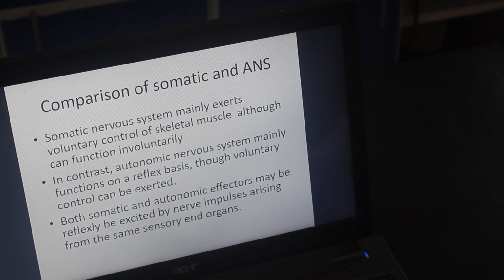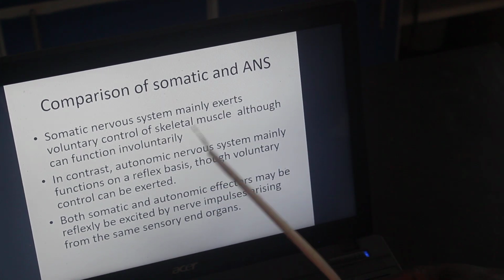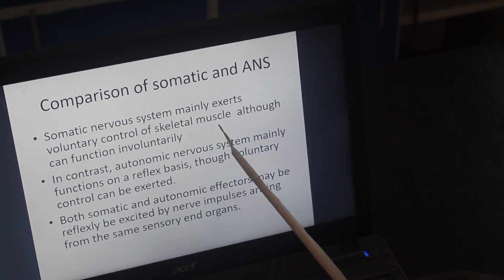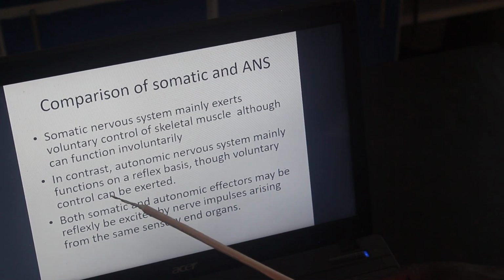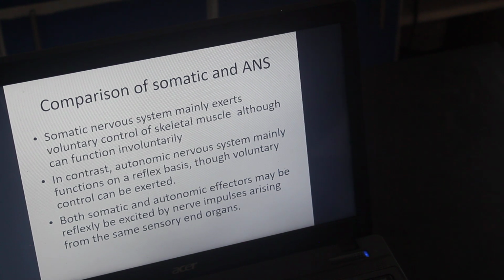In comparison, we see that the somatic nervous system mainly exerts voluntary control of skeletal muscles, although it can function involuntarily. But in contrast, the autonomic nervous system mainly functions on a reflex basis, though voluntary control can be exerted at any time. However, both somatic and autonomic effectors may also be reflexly excited by nerve impulses arising from the same sensory end organs.